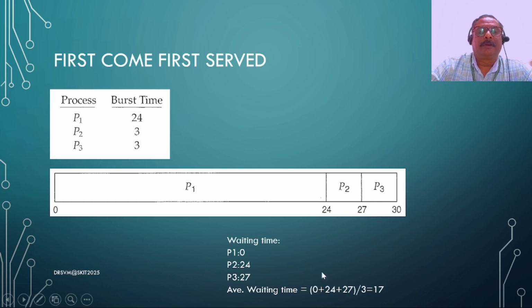Now if we want to know the average waiting time, P1 immediately started executing, therefore there is nothing to wait. So the waiting time for P1 is 0, and P2 had to wait till P1 completes, therefore the waiting time for P2 is 24, and P3 starts only at 27, therefore the waiting time for P3 is 27. So the average waiting time, if you look at it, is somewhere around 17 units of time.